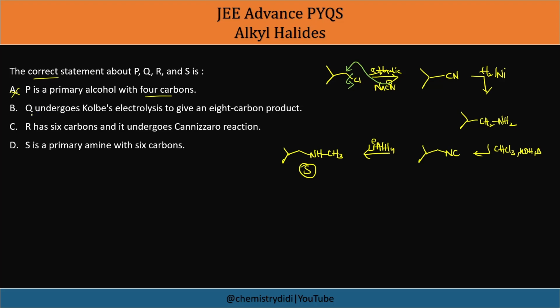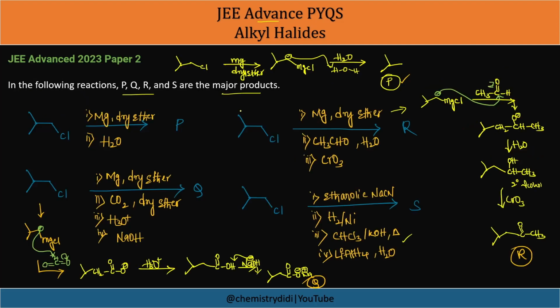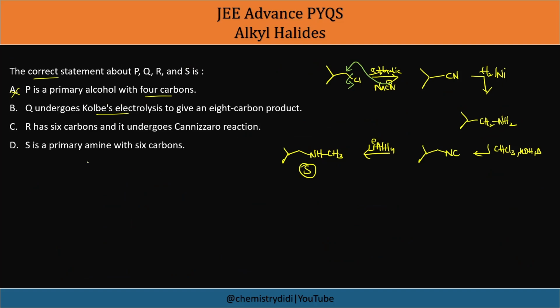And here they have given, Q undergoes Kolbe electrolysis to give an 8 carbon product. So let's see about Q. So we have got this as our product. This will undergo Kolbe electrolysis. What exactly is Kolbe electrolysis, let me explain you over here.